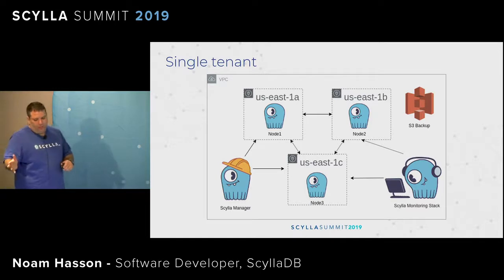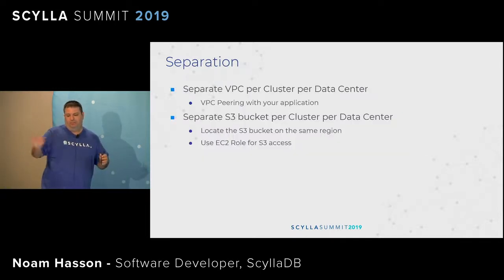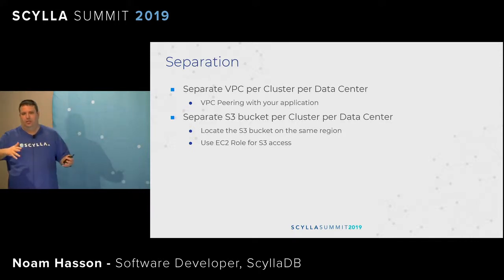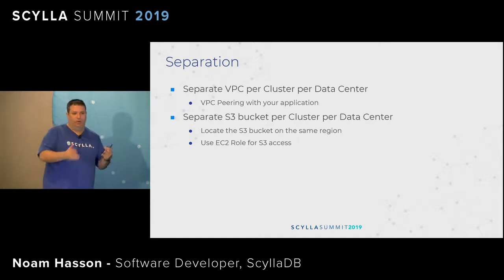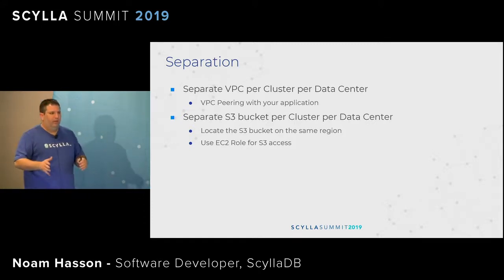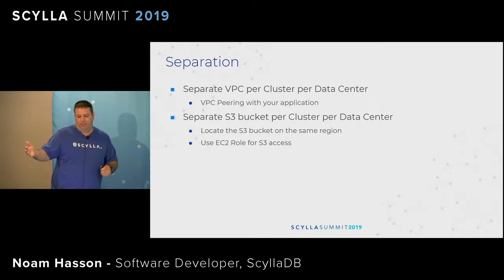Okay, so separation. We separate a VPC per cluster per data center. That means if you have a cluster with several data centers, for example, one in North Virginia and one in Ohio, you create a separate VPC for each of them. Also, if you're having several data centers in the same region, you'll create a separate VPC.